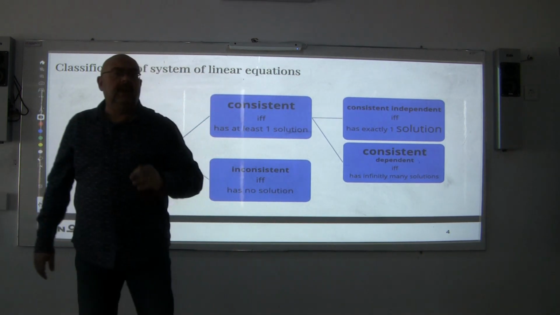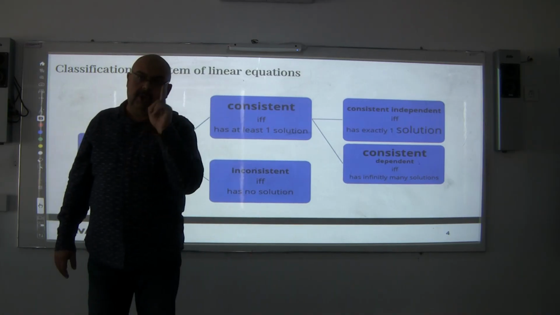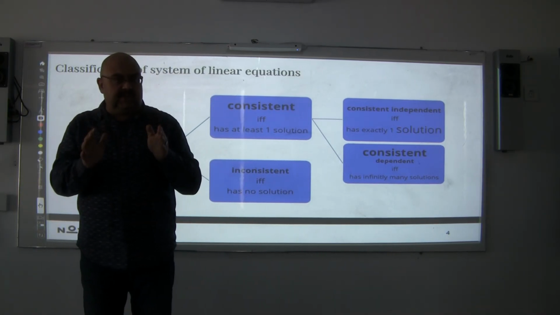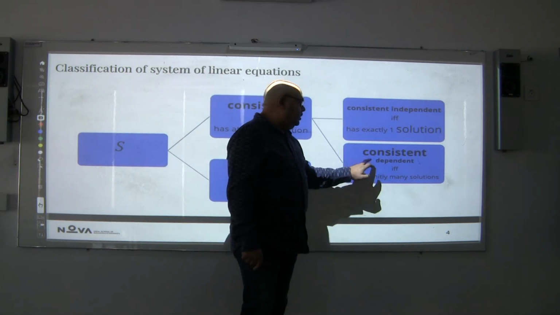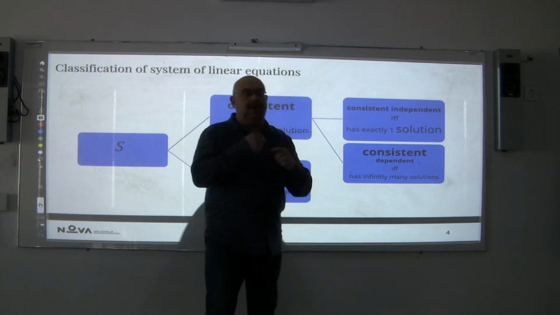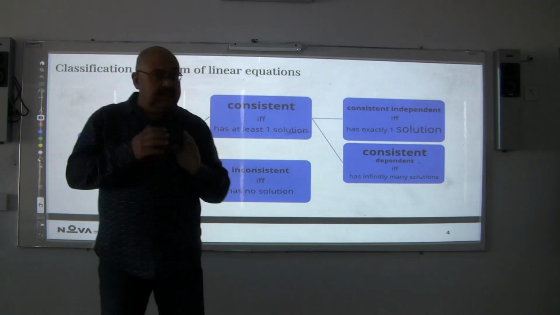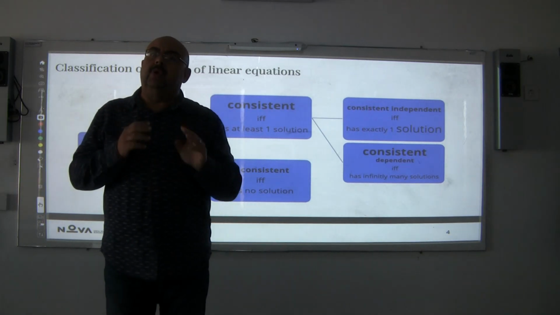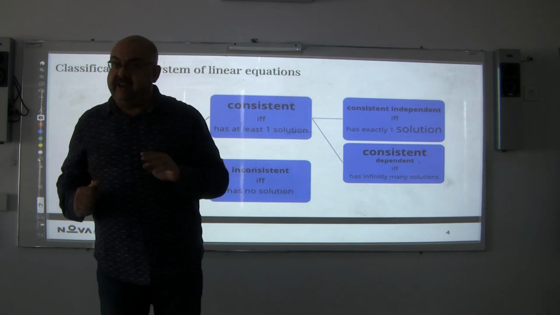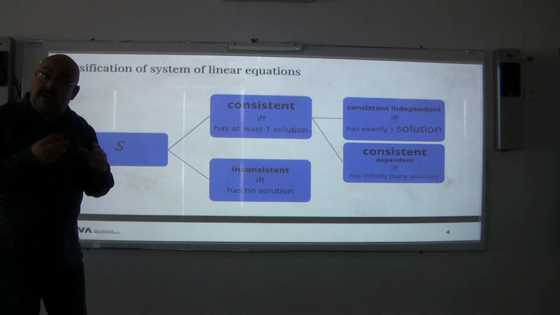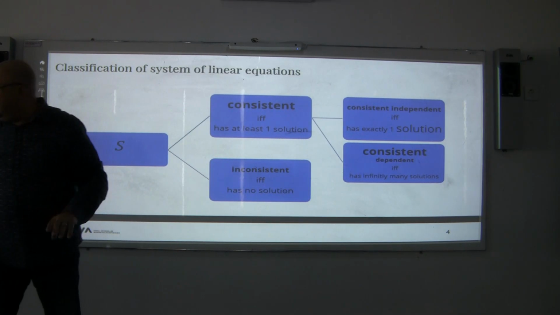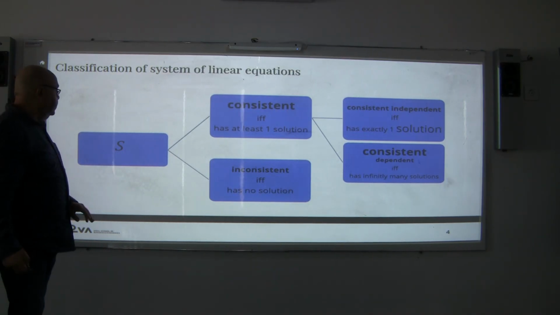Consistent independent means you will have only one solution that will satisfy this set of equations. Consistent dependent means you will have a solution for this set of equations, but it will depend on one of the variables. That's the general classification for solving a system of equations.